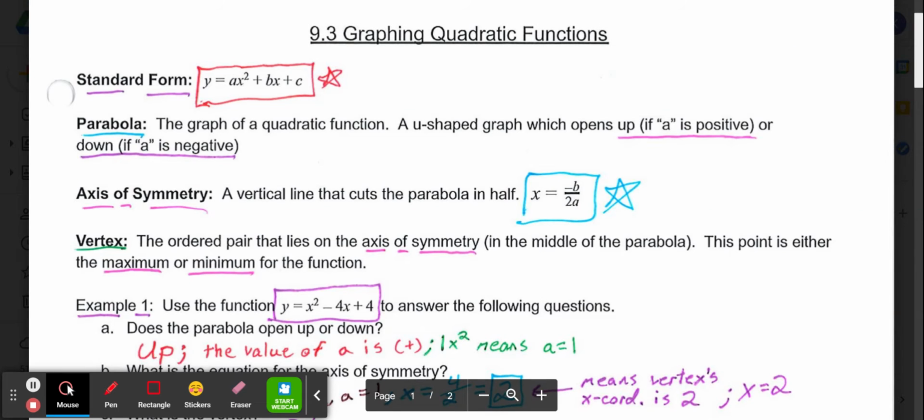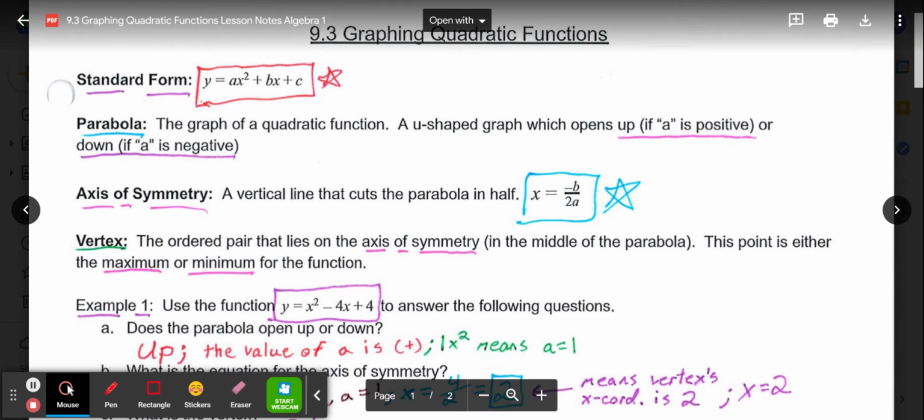Welcome to lesson 9.3, graphing quadratic functions. So we've already looked at the idea of quadratic equations and simplifying our radicals. Now we're moving into how we graph quadratic functions.